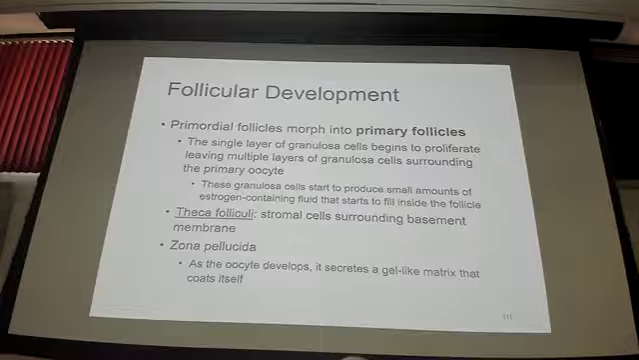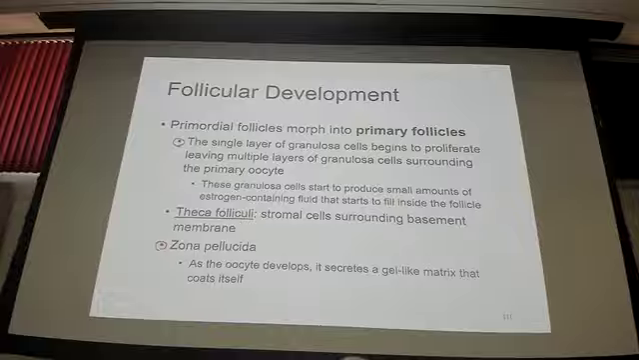Primordial follicles become primary follicles. The granulosa cells go from one layer deep to multiple layers. That becomes important because those granulosa cells start to secrete estrogen-containing compounds, which helps the maturity of the whole follicle along. The theca folliculi surrounds the basal membrane, and this right here is the zona pellucida.